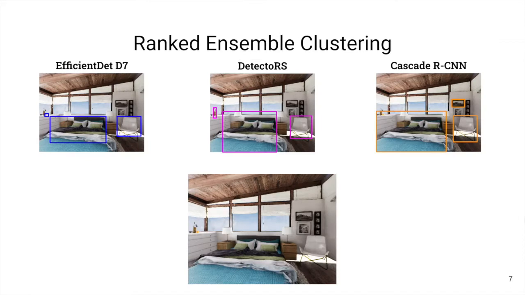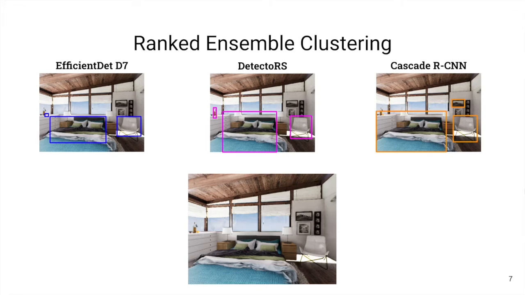In order to group the detections from each individual detector, we used a ranked ensemble clustering process. I'll now go into an example of how this works, and you can see the exact algorithm in our workshop paper. To begin, we ranked the detectors from best to worst performing on the validation dataset of the challenge. In this case, EfficientDet D7 was the best performing, followed by Detector RS, and then Cascade RCNN.